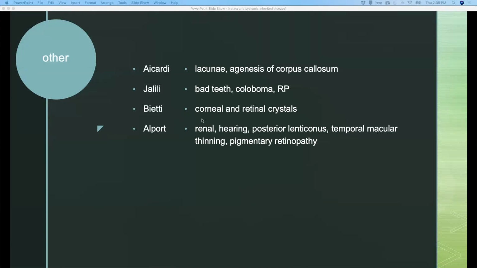And you've got Bietti. Oh, Alport syndrome, we didn't talk about their typical eye findings. The thing that most commonly comes up is the posterior lenticonus. But they also have thinning of just the temporal macula, like on OCT, you can see it's thinner there. And then they also can get a pigmentary retinopathy.